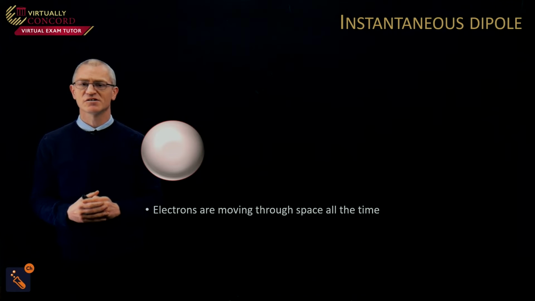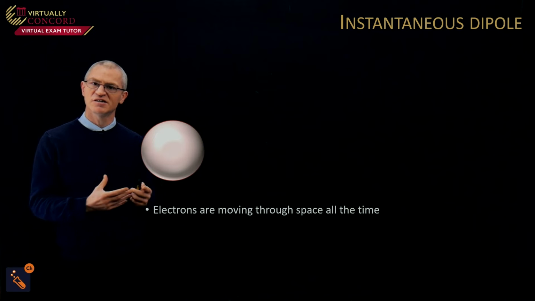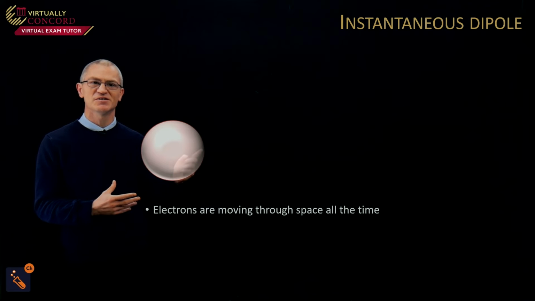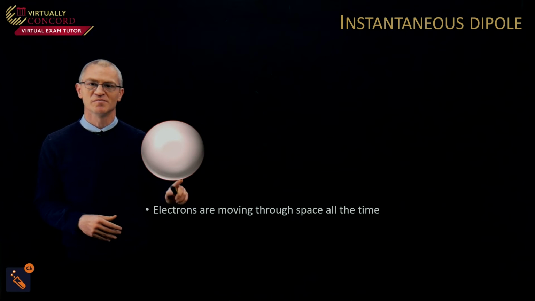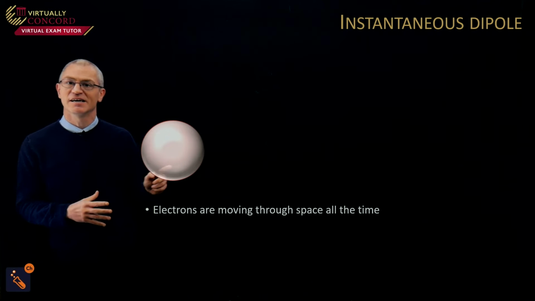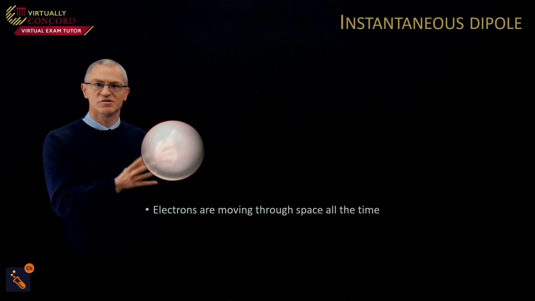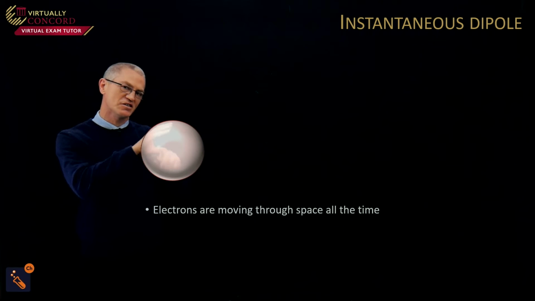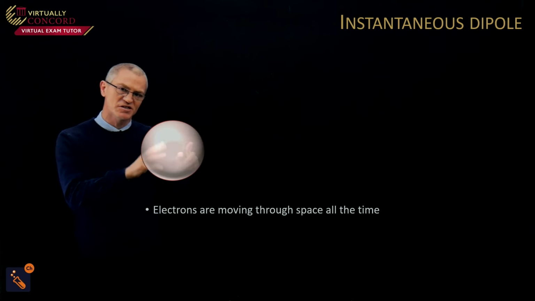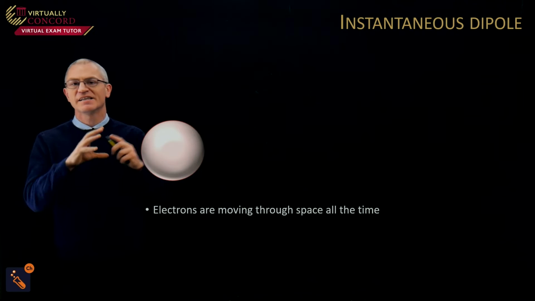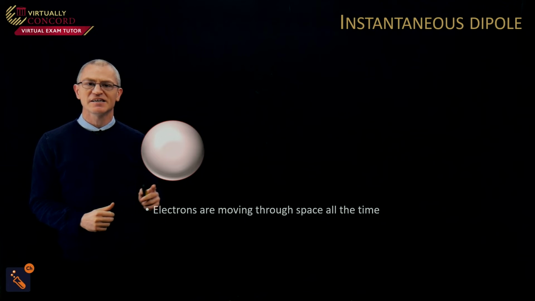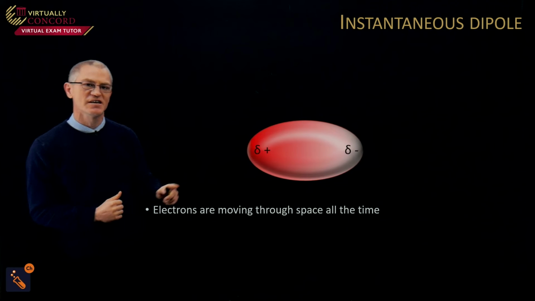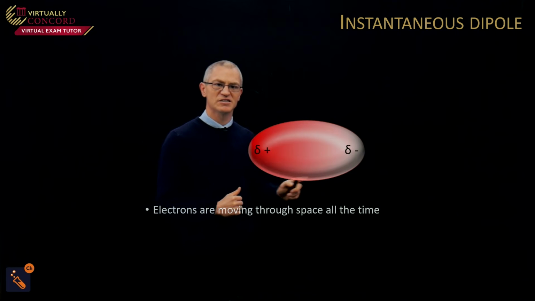Now let's talk about London dispersion forces, and the journey we have with London dispersion forces is first talking about something called an instantaneous dipole. Now, here is a normal atom, and inside that atom, the electrons are moving all the time, so they could be anywhere at any time. There's lots of electrons and they might be over here, here, and they get distorted because they're moving through space all the time. So what happens is the atom just changes ever so slightly.